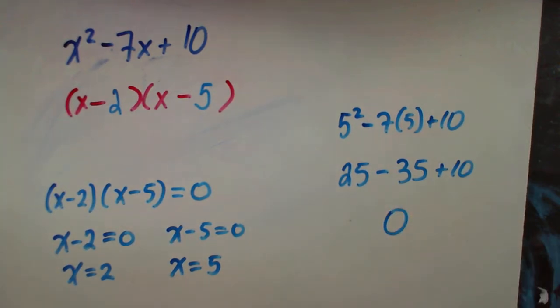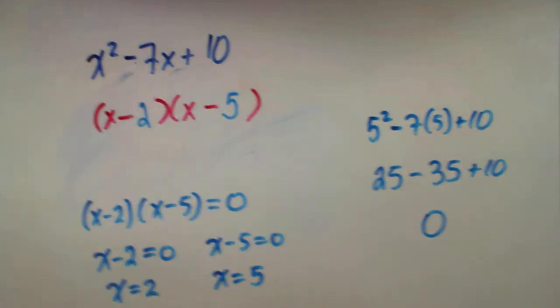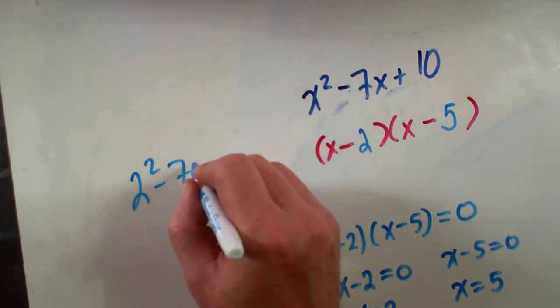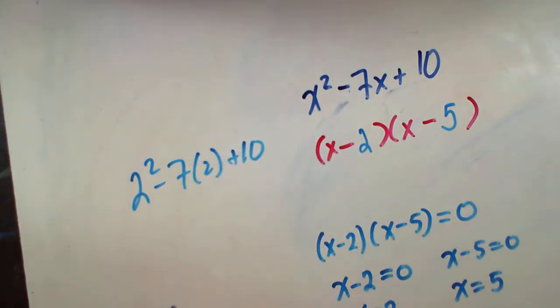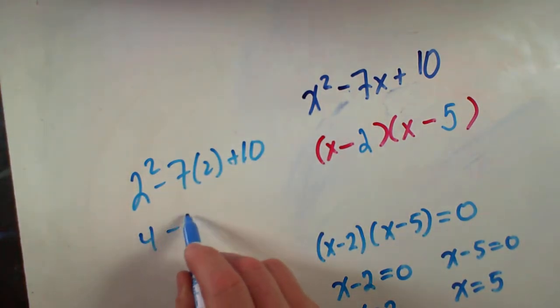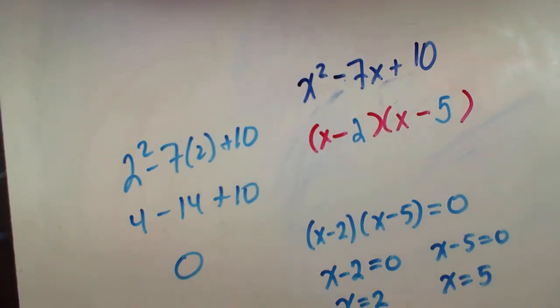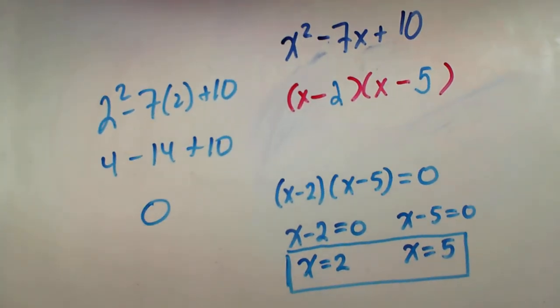The same thing would happen with the 2. If I take the 2 and say, all right, 2 squared minus 7 times 2 plus 10, that would be 4 minus 14 plus 10, also 0. So either one of those two numbers would give me the 0 that I am looking for.